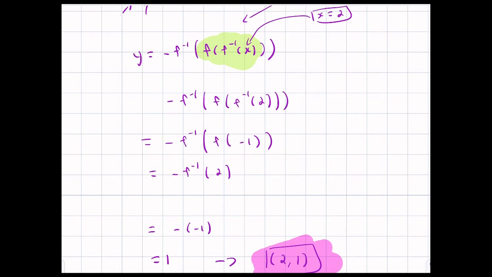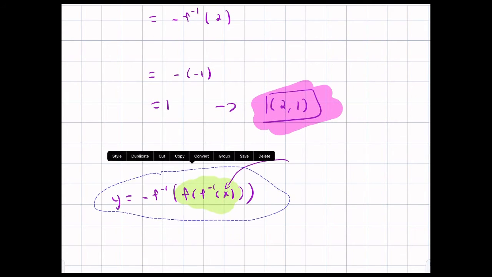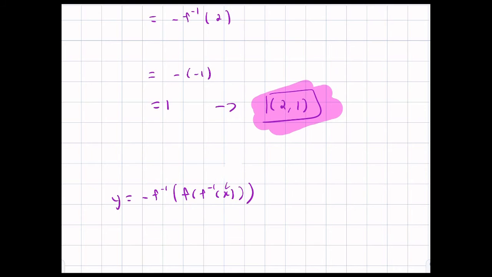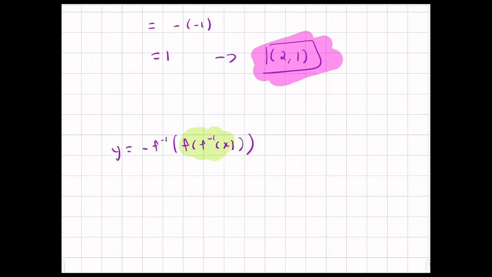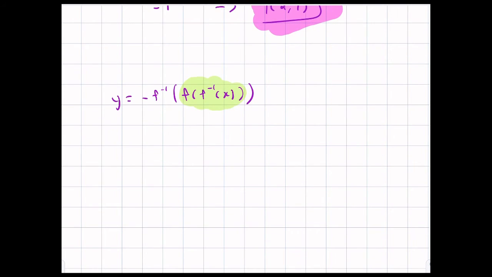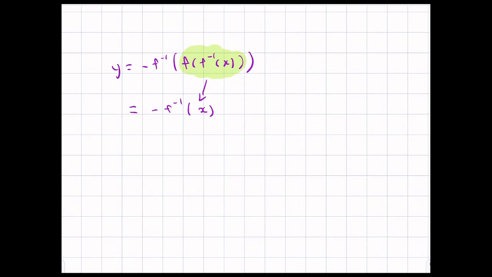Alternately, I could use that same inverse relationship to say, all right, well, what's f of f inverse of x? Well, f inverse undoes x, and f undoes f inverse. That's the whole point of inverses. So this is actually negative f inverse of x, right? Negative f inverse of x, right? Because f of f inverse of x is just x, same as f inverse of f of x is just x. They undo one another.